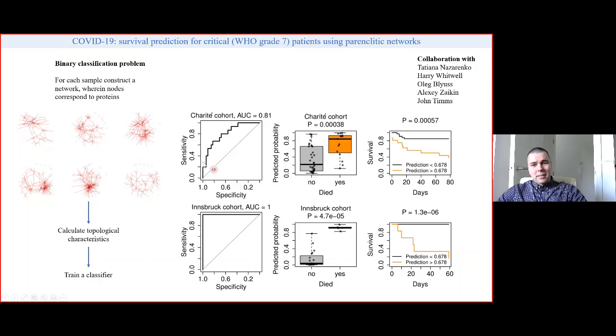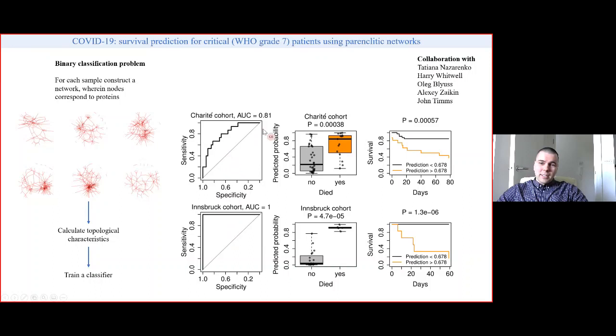Now, we also tested it in a completely independent cohort. So it was measured in a different batch, but on the same instrument. And we actually got effectively 100% accuracy of prediction. Probably simply by chance. So the real performance, I guess, is somewhere in between these results.